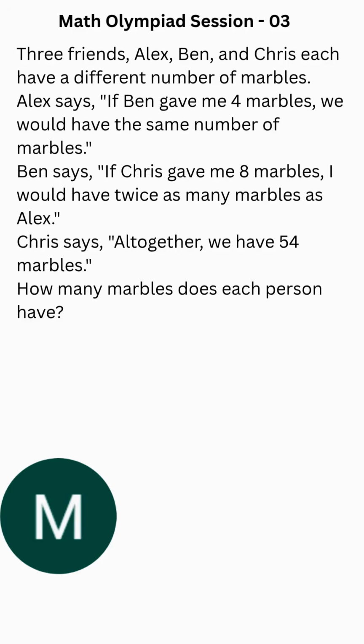So from here, we can just make it as equations. We can write equations from the first statement. Let's assume Alex equals A, Ben equals B, Chris equals C, and from there we're going to make equations about how many marbles they might have.